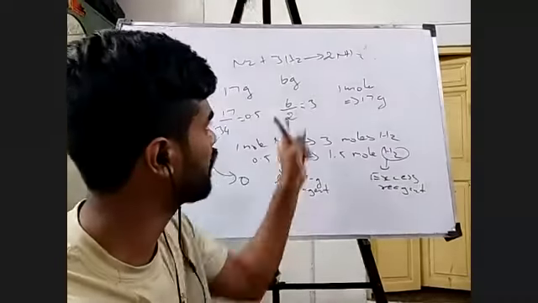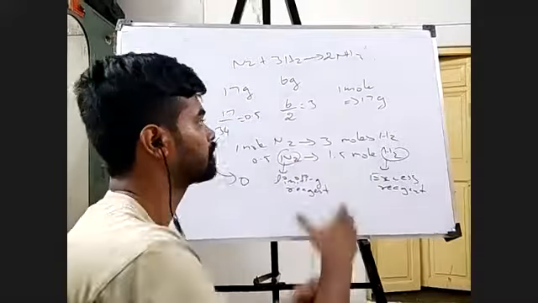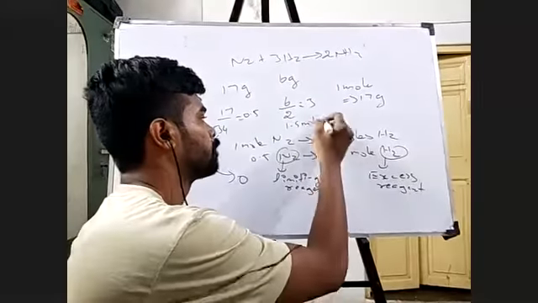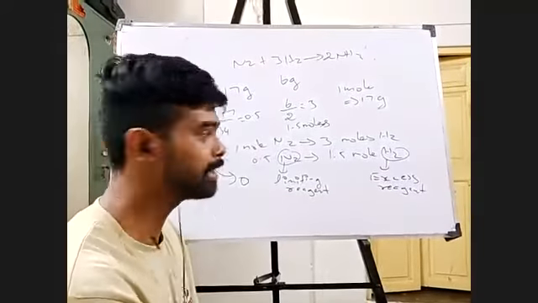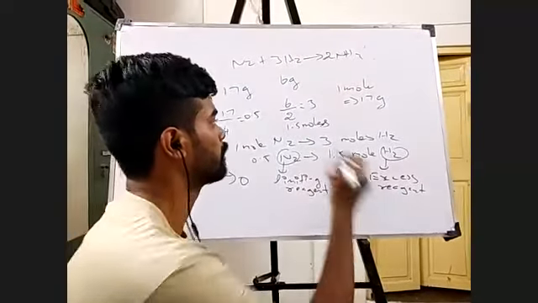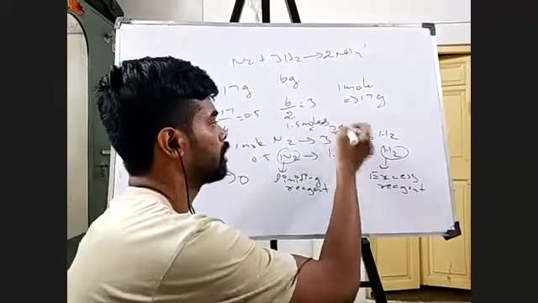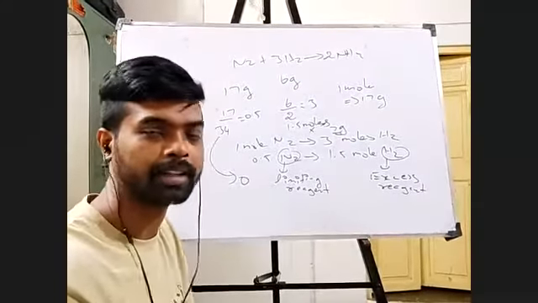So how many moles of H2 will be left? I require only 1.5 moles, but I have 3 moles. So even after the end of the reaction, I will have 1.5 moles of H2 left out. Isn't it? So 1.5 moles, I know what will be the mass. 1.5 into 2 will become 3 grams of H2 will be still remaining even after the reaction. Right?